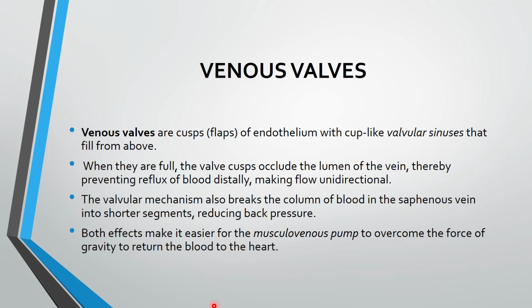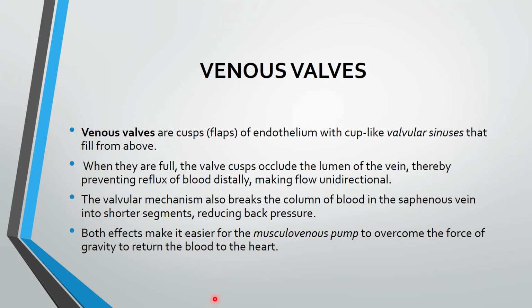When they are full, the valve cusps occlude the lumen of the vein, thereby preventing the reflux of blood distally, making flow unidirectional. That's why, when we are standing, the blood is not going towards our feet: there are venous valves present in the veins which prevent the bidirectional flow of the blood. So when the blood ascends in the superficial veins or drains from the superficial to the deep veins, it will not come again into the superficial veins and will not travel with respect to gravity.